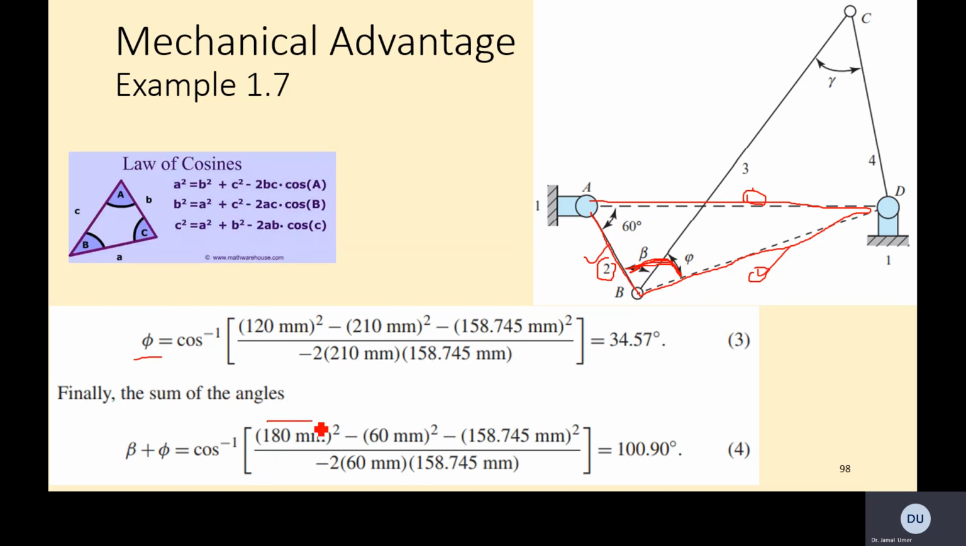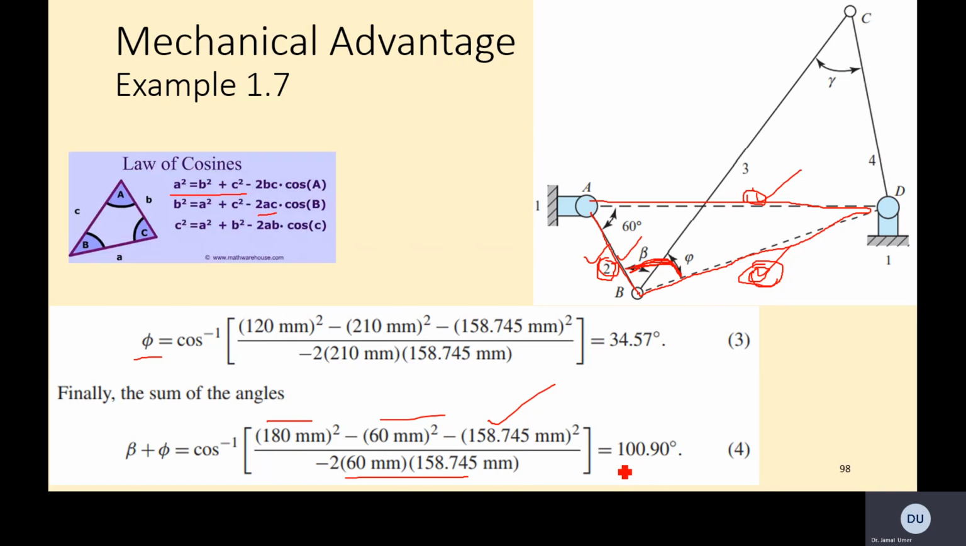So 180 is basically this length, 60 is basically this length, length 2, and then we got one of this length, so this is the third length here. So you use the cosine law, because we need 3 sides, so these are 3 sides, and then the product of these two will give us the angle between them. When you have the product of the two components, you can find out the angle between them.